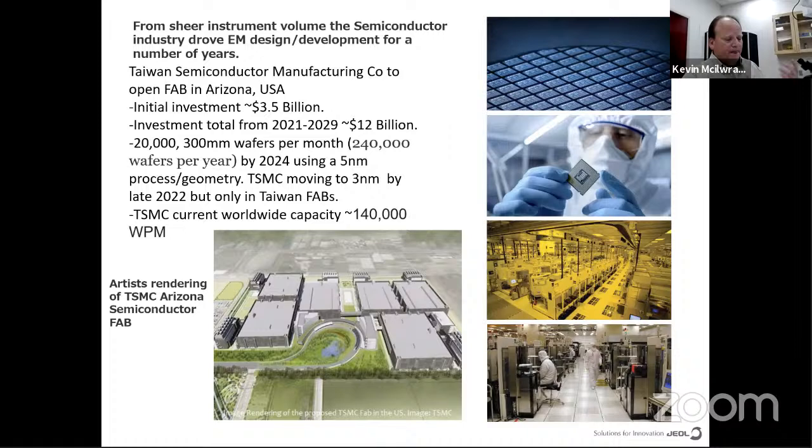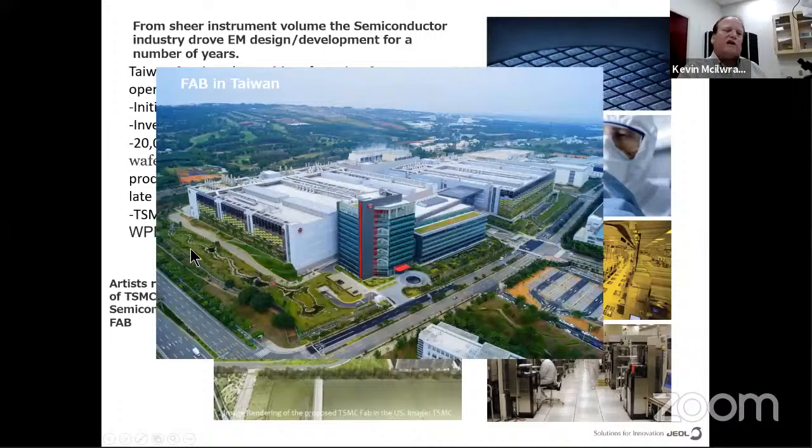Now a lot of the manufacturing in the US, in North America, moved over to Taiwan, China, and Korea. TSMC is actually building a new factory in Arizona. That factory is going to be $3.5 billion just to build the factory. The total investment over 8 years will be $12 billion. So it's very expensive for them to make computer chips, right? They'll be doing 20,300 millimeter wafers per month using a certain geometry. And this is what a computer chip factory has: loads of FIBs, SEMs, and TEMs. Metrology and measuring is 70% of the space used for manufacturing.